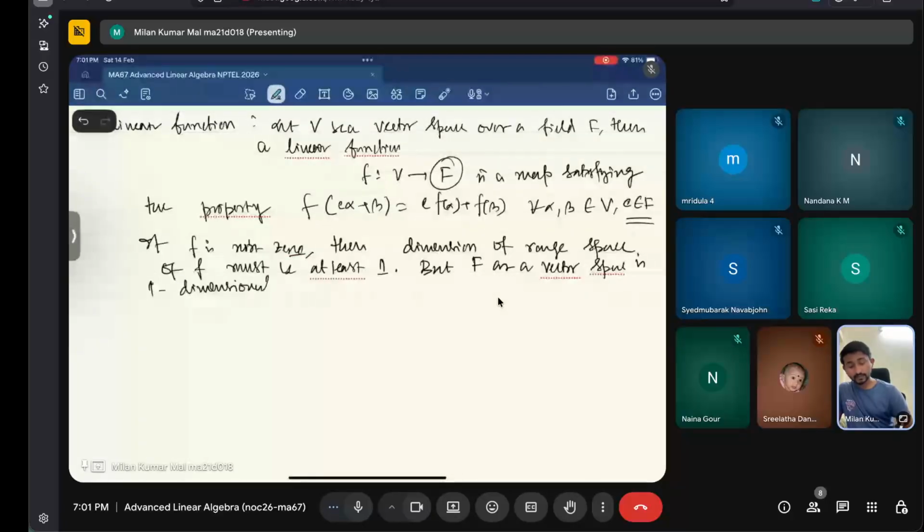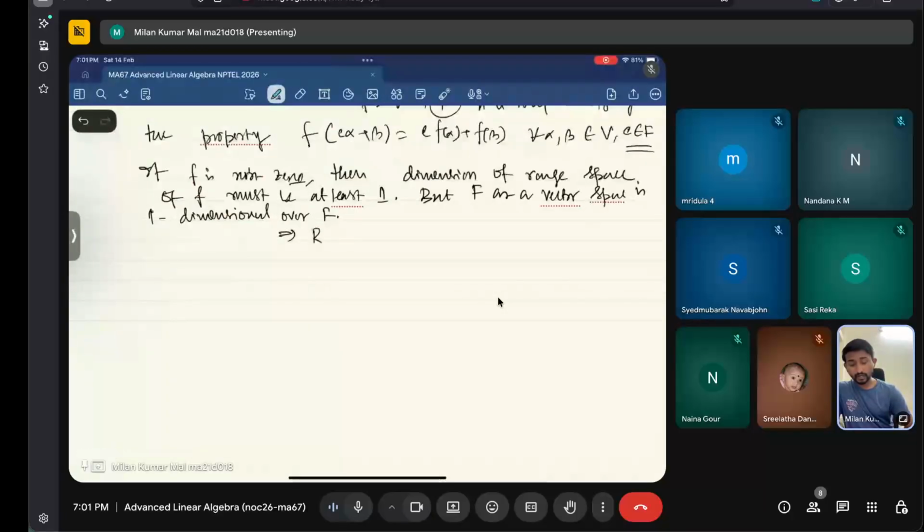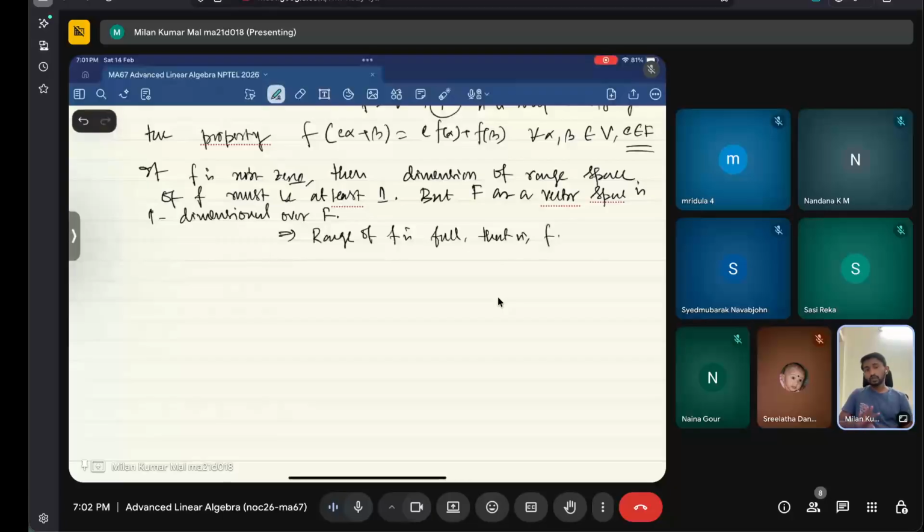So that says the range is actually full. That means f is surjective. So what we obtain here is that a non-zero linear functional is always surjective. That's very standard. Why non-zero? Because if it is non-zero, that means there exists at least one element in the domain such that f maps that element to a non-zero element. As f is a linear transformation here, f will map 0 to 0.